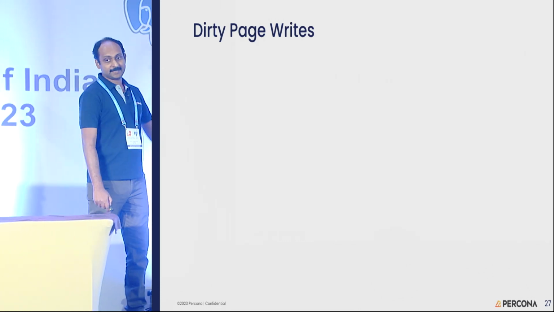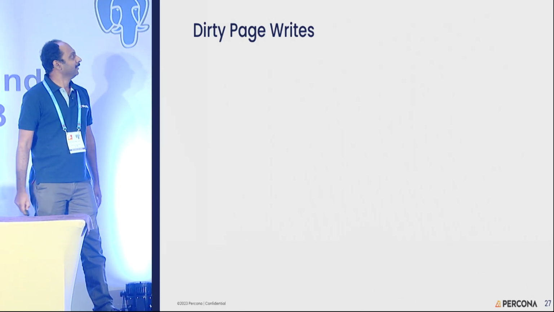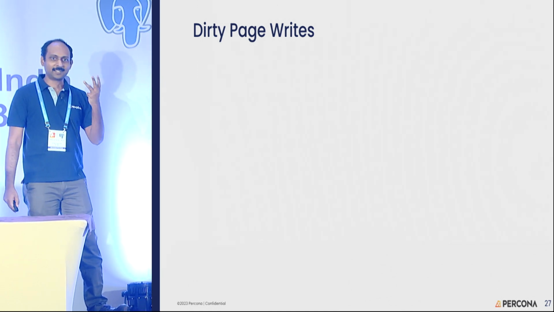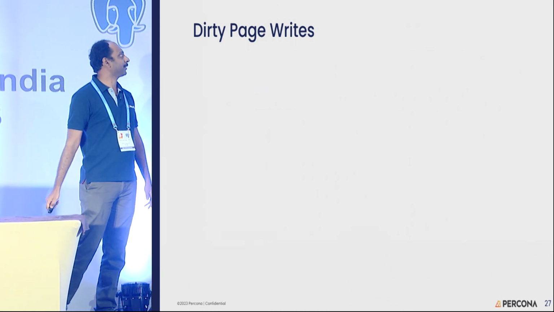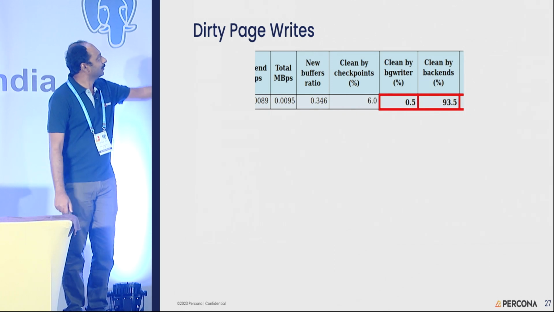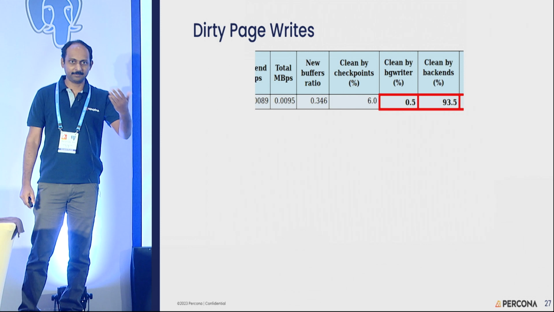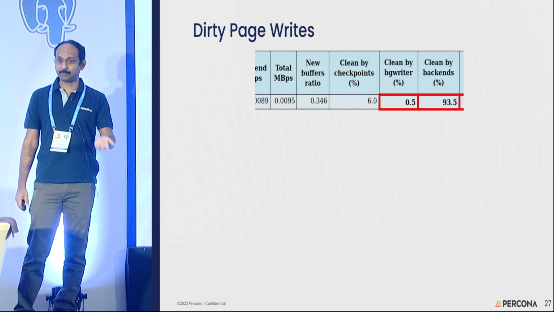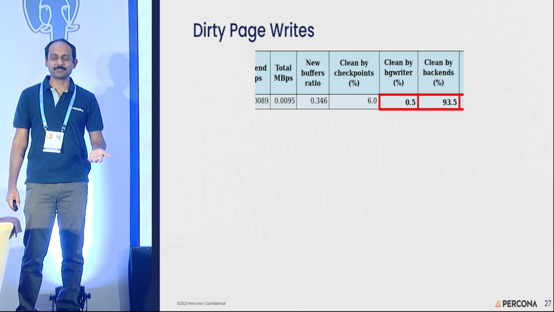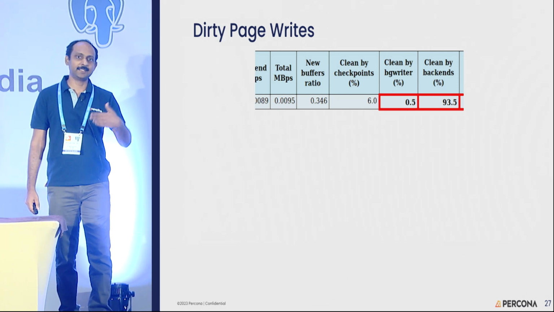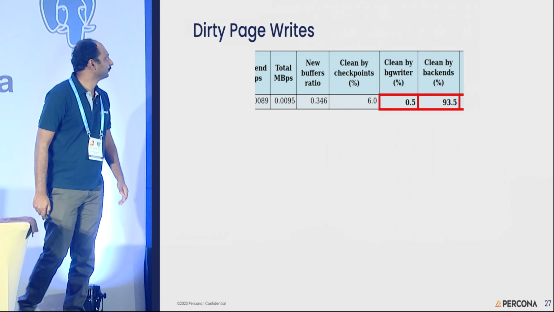And dirty page writes. I already mentioned there are 3 ways the dirty page writes happen. The background writer will write the dirty pages, and the checkpointer will write dirty pages, as well as the Postgres each backend also will write the dirty pages.